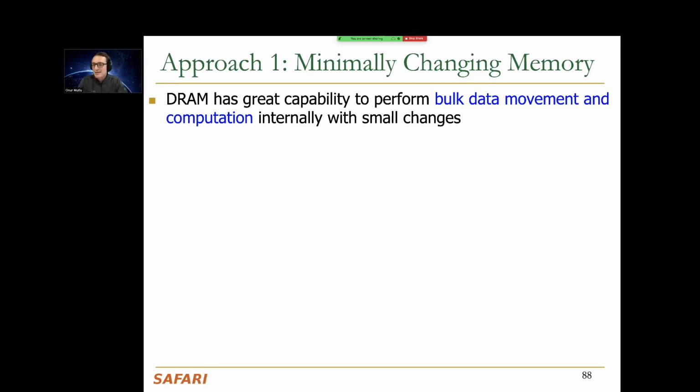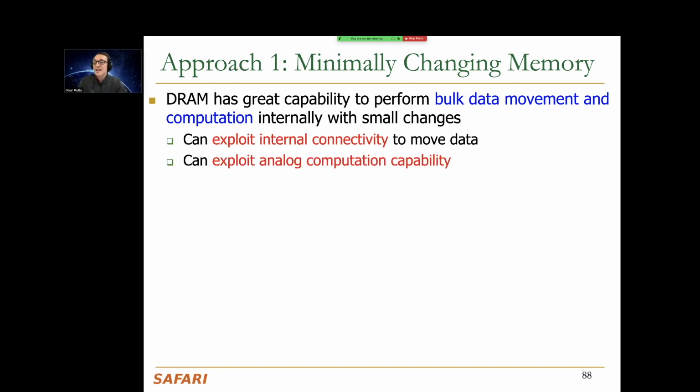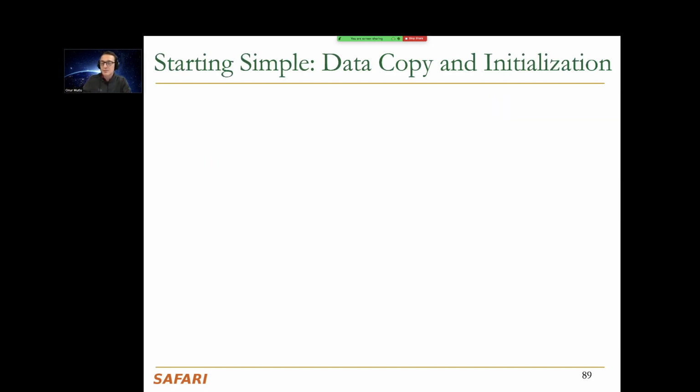Essentially, any type of memory has a great capability to perform bulk data movement and computation internally with small changes. You can exploit internal connectivity inside the memory to move and copy data, or you can exploit analog computation capability. And you could do even more. For example, add more internal connectivity, add more computation capability. I'll give you some examples from our own research, and I'm also going to mention some other research that is relevant. Clearly, there's a lot more research going on, especially in non-volatile memory systems. And even though I'm going to give you examples from DRAM, all of the ideas are actually applicable to non-volatile memory, and non-volatile memory can do even more going into the future.